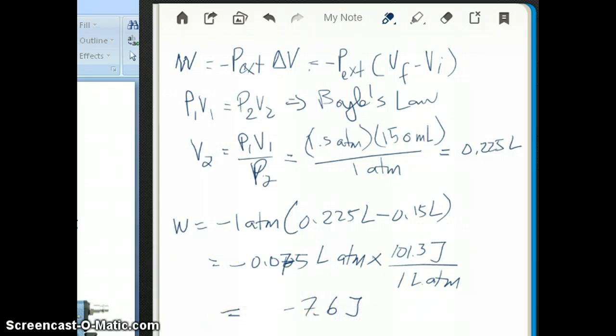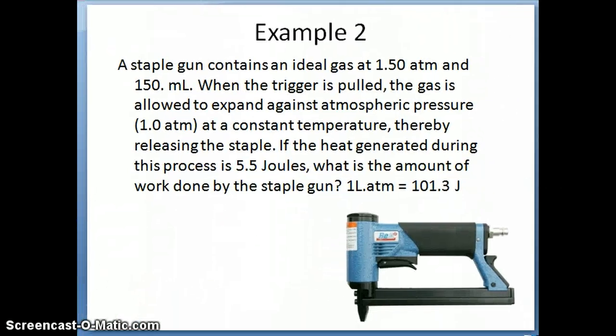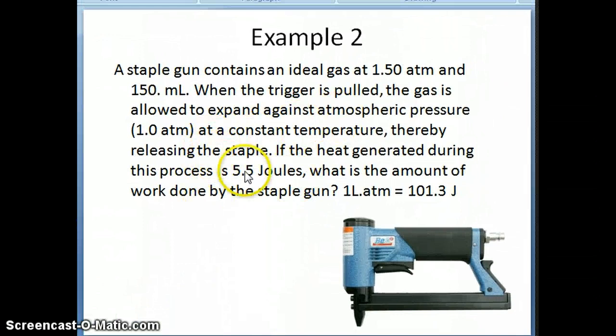Now, if you read the question again, it also tells you that there's heat generated in the process, which is 5.5 joules. But one thing to point out here is that in this particular case, the heat actually is irrelevant to solving the problem, because what you're being asked is work.